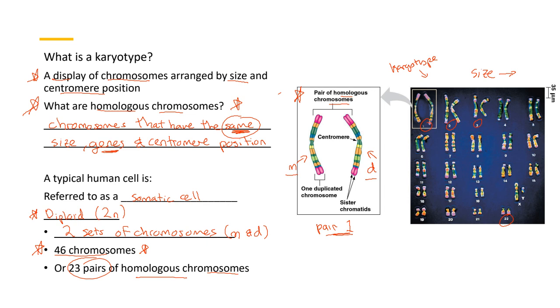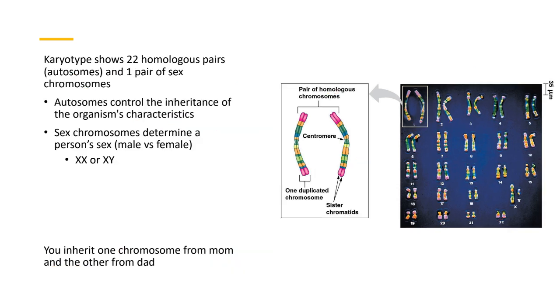Okay, adding a little bit to this, the karyotype shows 22 pairs. Well, let's put it like this. We said that there's 23 pairs, right? So 22 of those pairs are going to be called the autosomes. All right, and I'll put here one really quick for this reason. So 22 pairs are going to be autosomes. Let's just say this is number one.